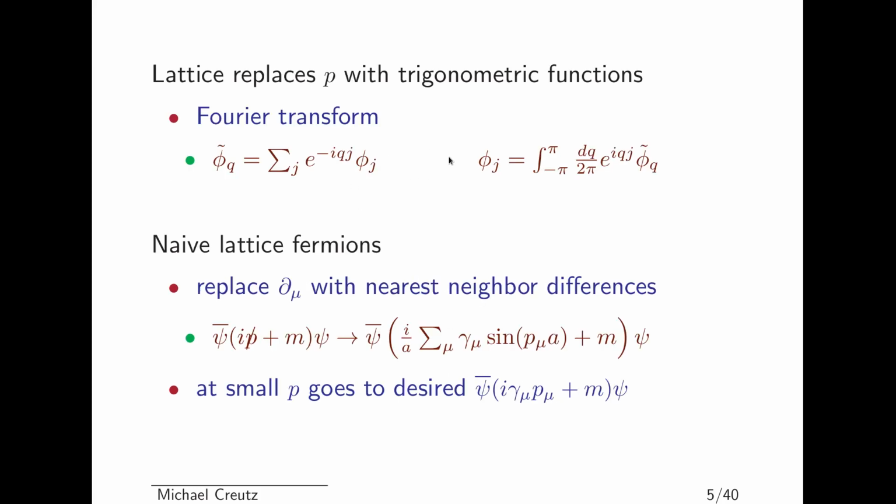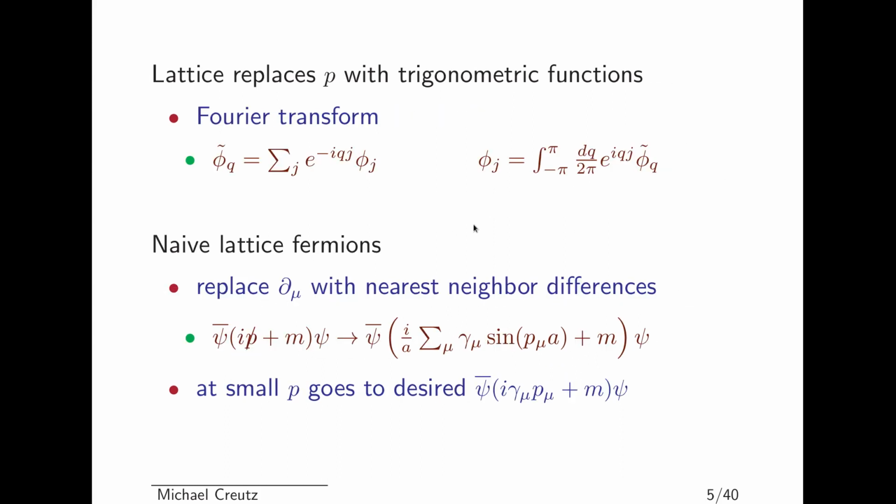When you put a field on a lattice, it replaces the continuous momentum with trigonometric functions. So the lattice transformation involves replacing, when I go from position space to momentum space, I sum over all sites. We do a Fourier transform with discrete momenta. And to do the reverse, you integrate over the q's. I mean, actually the q's are not discrete, but lattice variables are, and you go back.